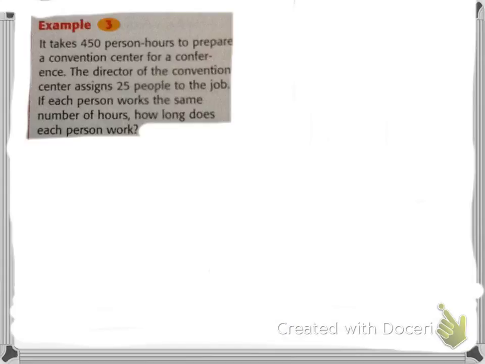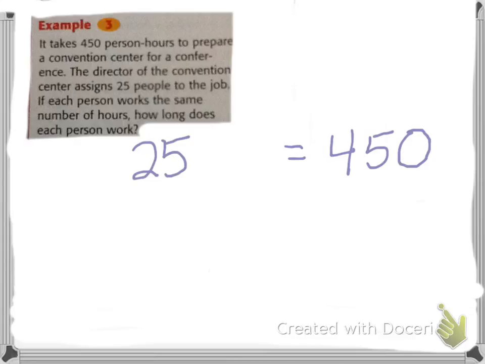This is example 3 in the book. It takes 450 person hours to prepare a convention center for a conference. The director of the convention center assigns 25 people to do the job. If each person works the same number of hours, how long does each person work? So in total, we have 450 person hours. So the total number of hours by everyone is 450. And there's 25 people working, and we want to know how long does each person work.